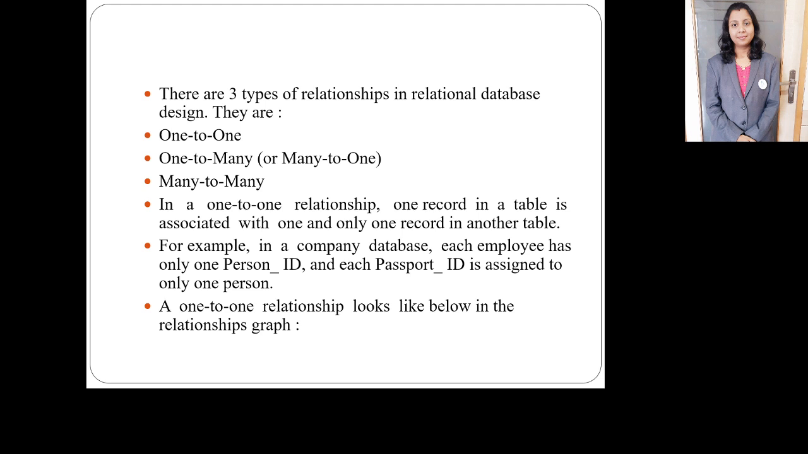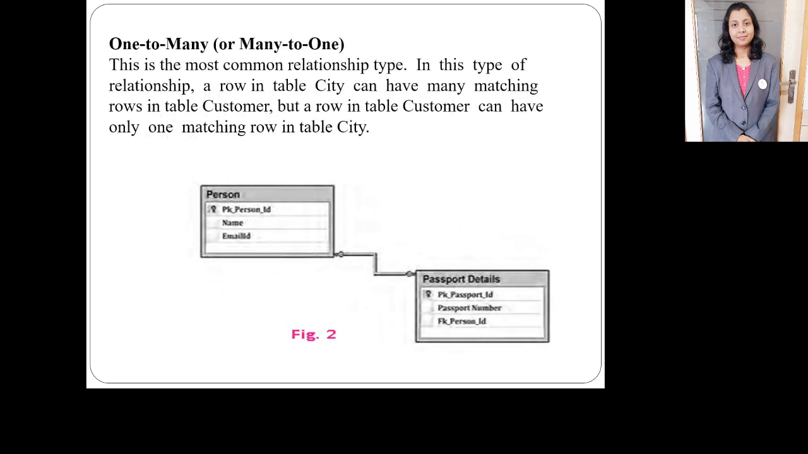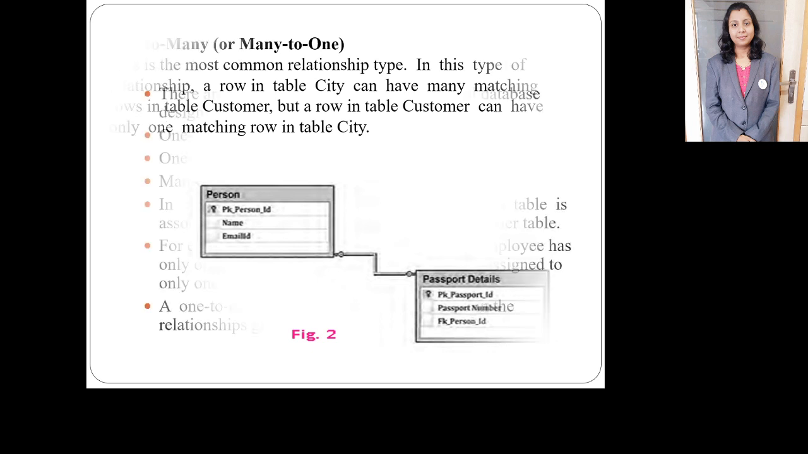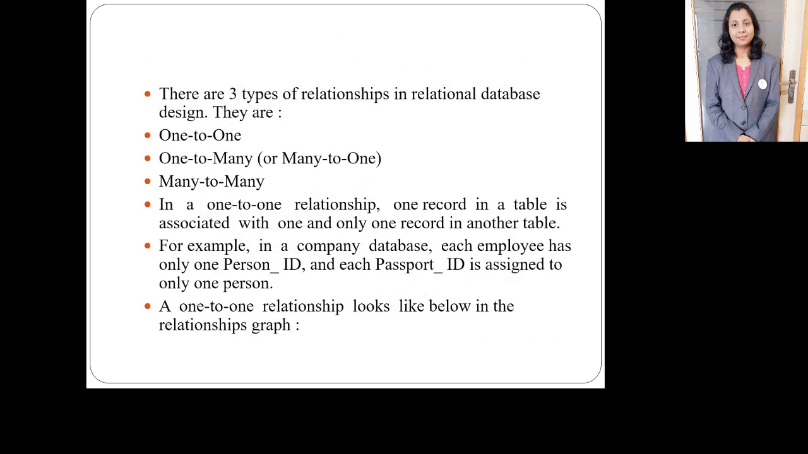Okay, the first one is a one to one relationship, where one record in a table is associated with one and only one record in another table. So that shows the one to one record. Next is one to many or many to one. Both are there. For one to one we have not seen an example yet. We will see now what a one to one example is.